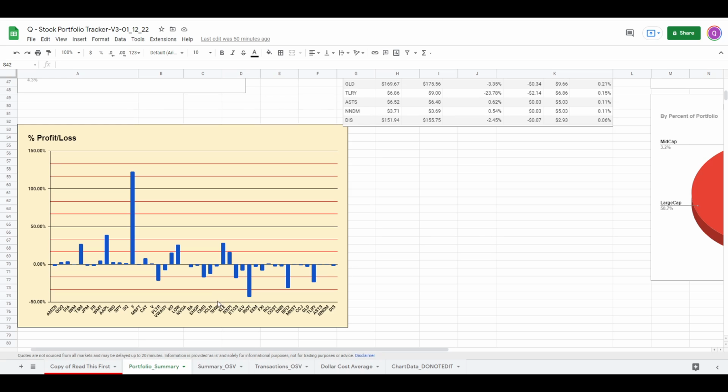And so stocks on the left actually have a higher percentage of your portfolio than the ones on the right. For each stock, it simply shows you your percent profit and your percent loss at the current state. And now something that I've recently added are these visuals to the right.